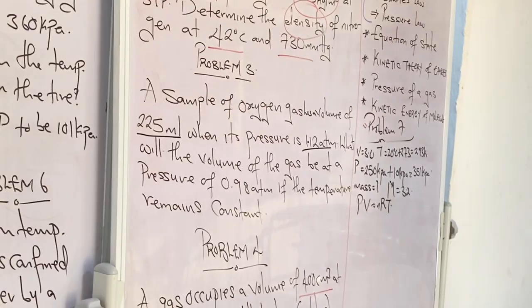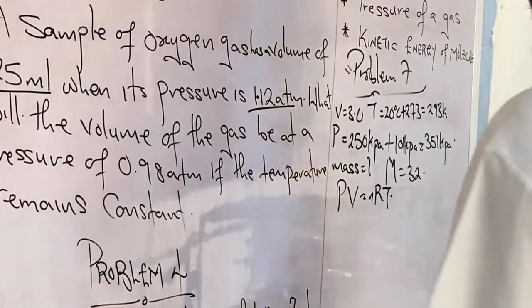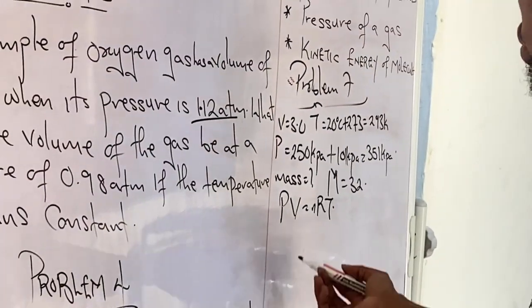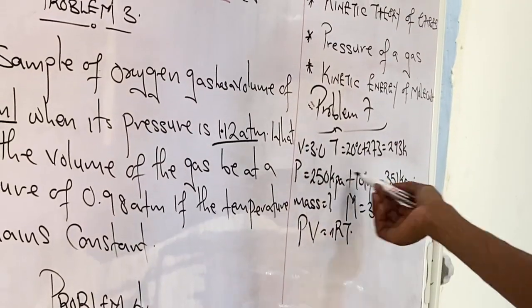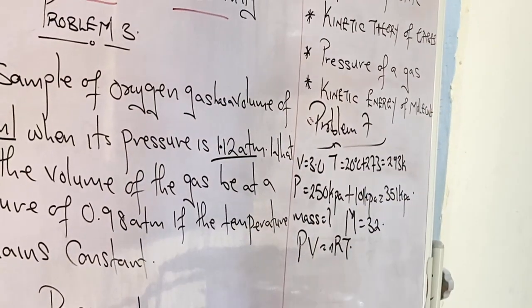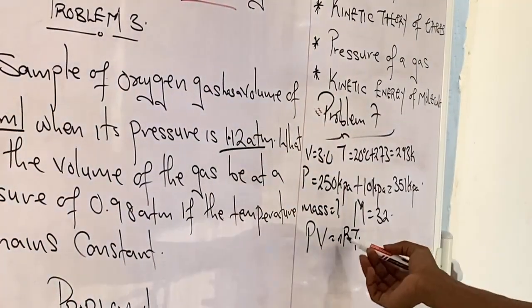PV equals nRT is what it wants us to work with. So what is our P? We have it here. What is our V? We have our V: 3 liters.